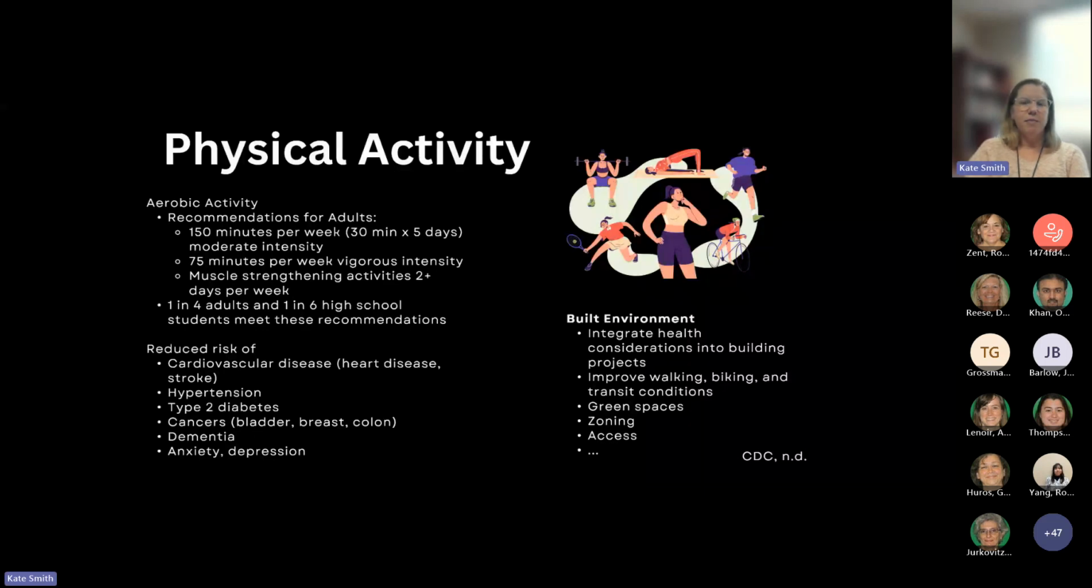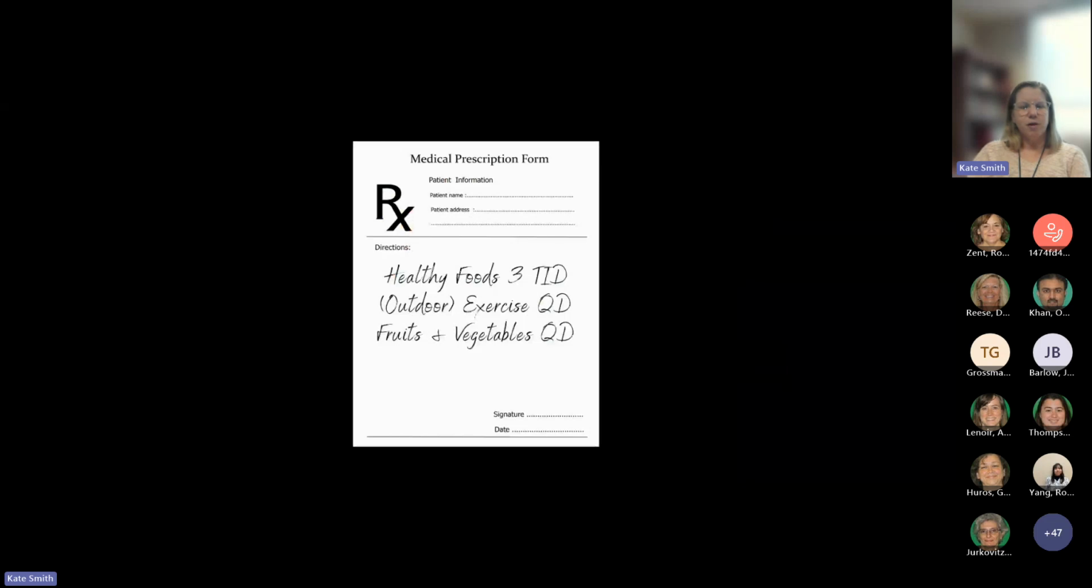But just because I have them doesn't necessarily mean that other people can access them. I have a walking path. Can somebody in a wheelchair access that walking path? Can somebody who can't walk as well as I can access some kind of movement or physical activity? Are these things integrated into the environment? Do we have zoning for these things? So while I would love to say that the easiest thing to do would be to write a prescription to eat healthy foods 3 times a day and get outdoor exercise daily and eat fruits and vegetables, it's not as simple as that. There are things that need to be taken into account.